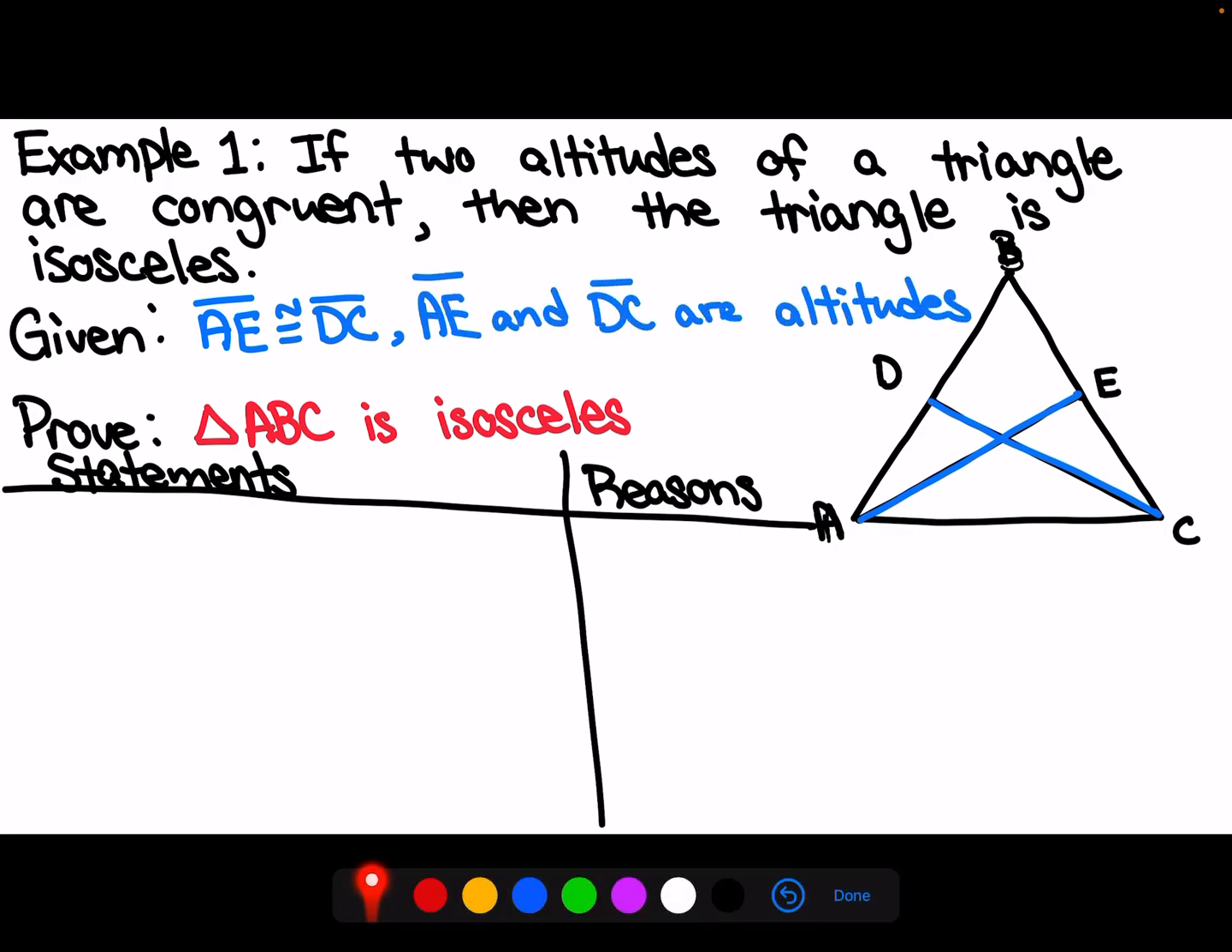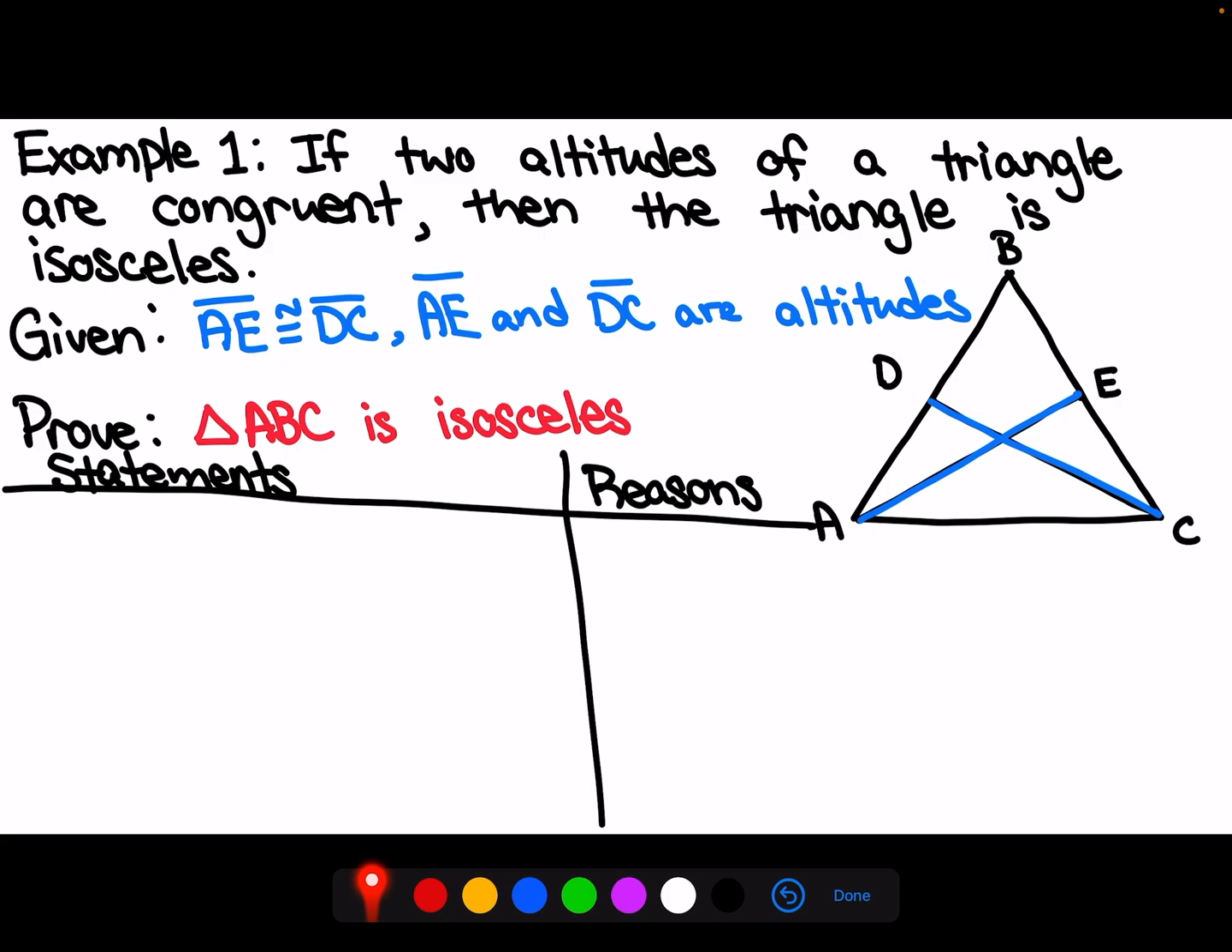Let me go ahead and get rid of my drawn-in labels. So now we have that AE is congruent to DC. Those are our two altitudes. And that AE and DC are altitudes. Again, we're trying to prove that triangle ABC is isosceles. So now we prove this.